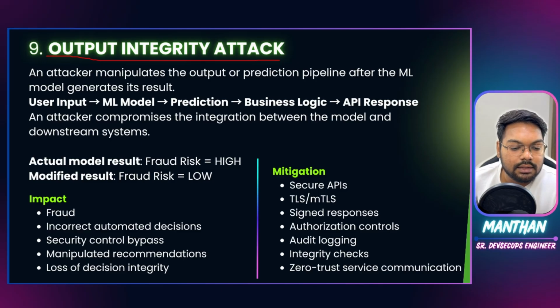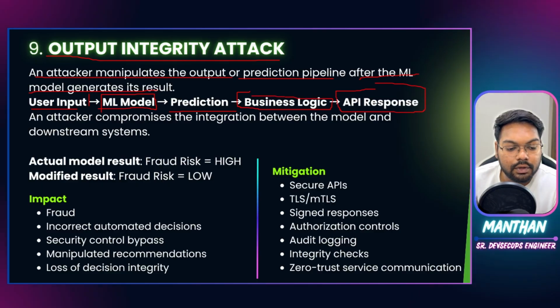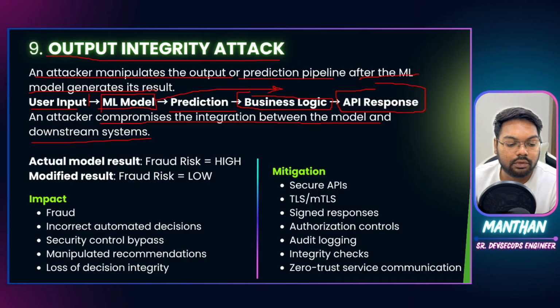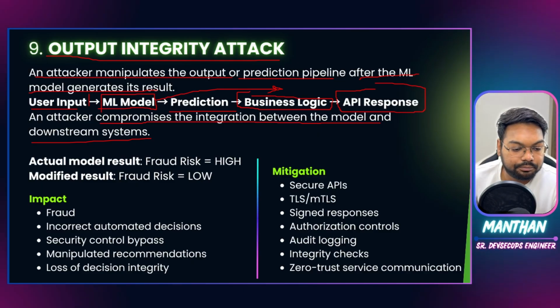So next is the output integrity attack. An attacker manipulates the output or prediction pipeline after the ML model generates its result. What happens is the user inputs something, then the ML model performs some computation and tries to predict, and then there is certain business logic, and then there is an API response. Now an attacker compromises the integration between the model and the downstream system. So from the model's prediction through the business logic and API response, those could be modified.